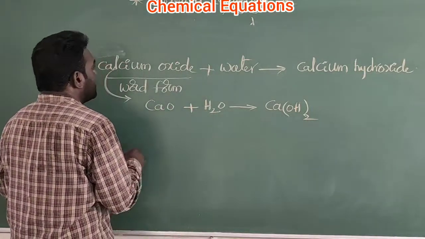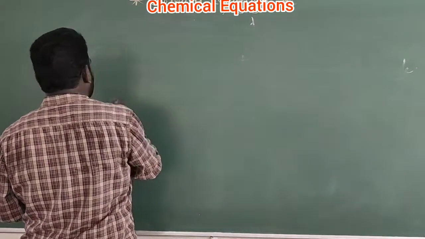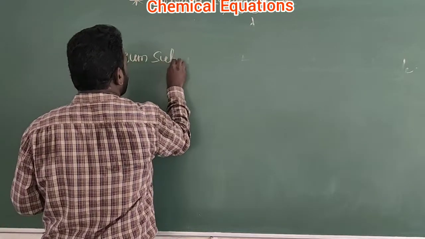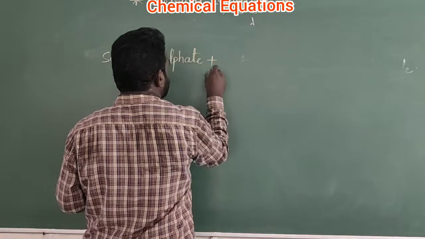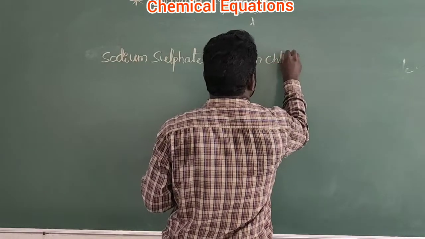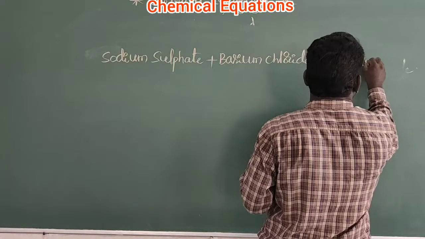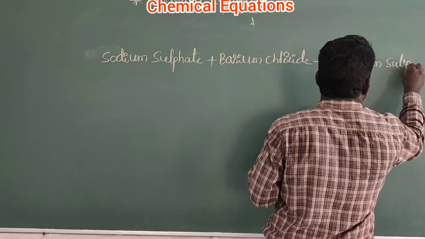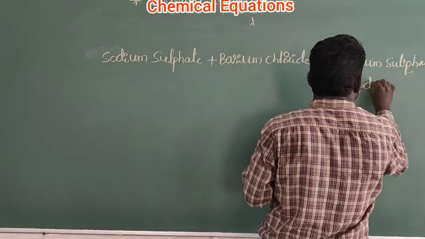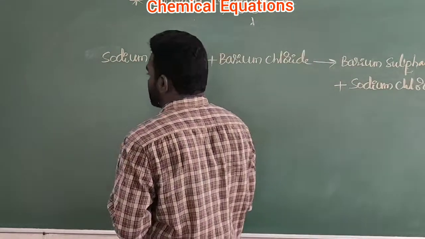And at the same time, you will see the second equation. In the second activity, we write sodium sulfate as the word formation. Sodium sulfate reacts with barium chloride, and it will produce barium sulfate plus sodium chloride.